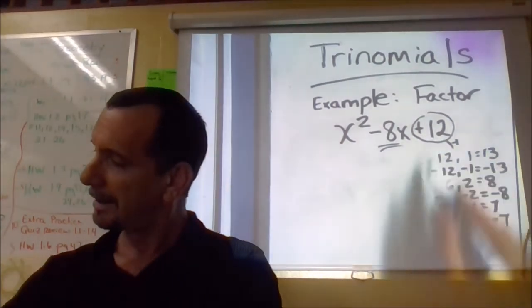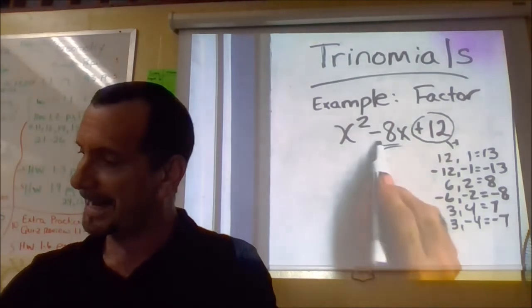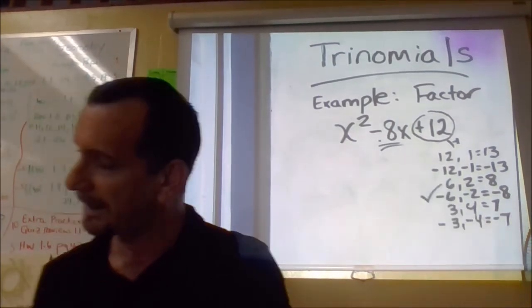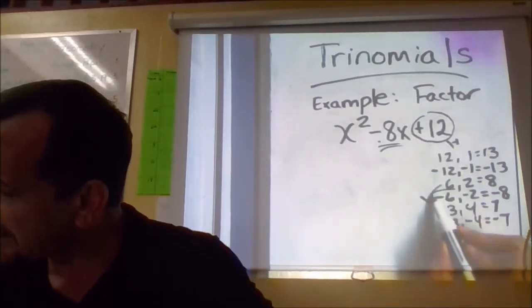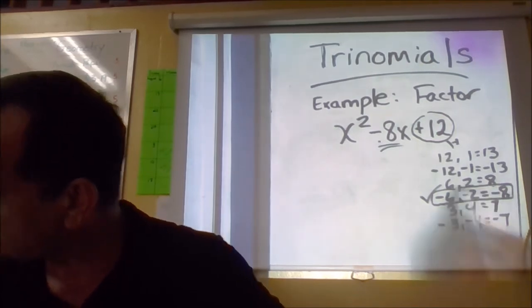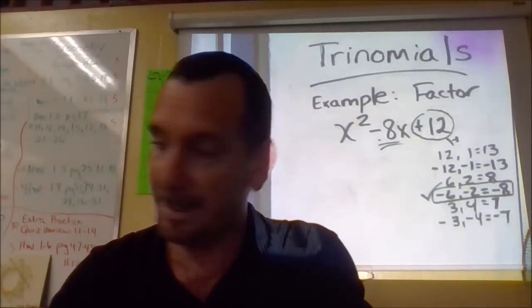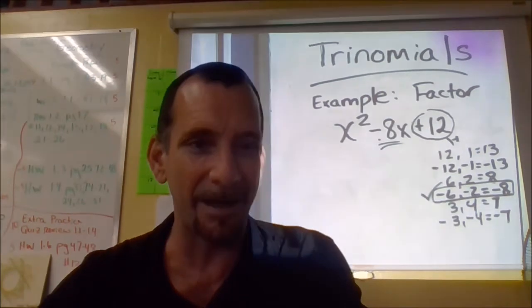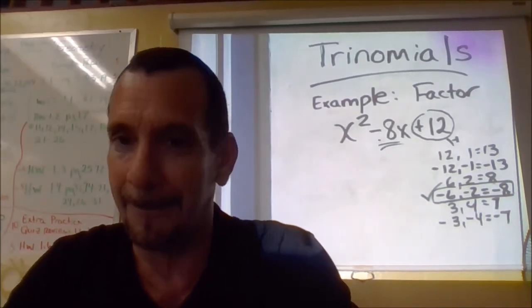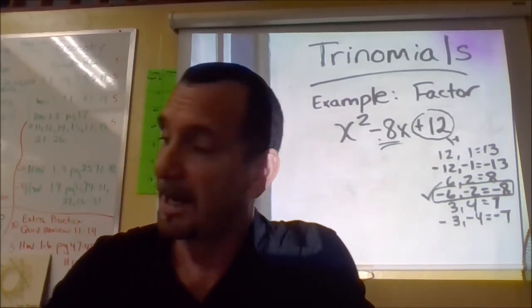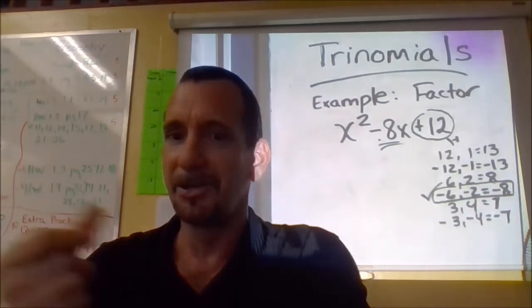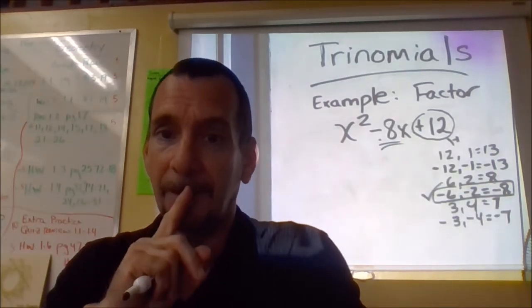Which one? Negative 8. Ding, ding, ding, ding, ding. So these are the factors I'm going to use, negative 6 and negative 2, because that will add to get me a negative 8. Now that's the process. You just have to learn the steps and you'll get fast really quickly.